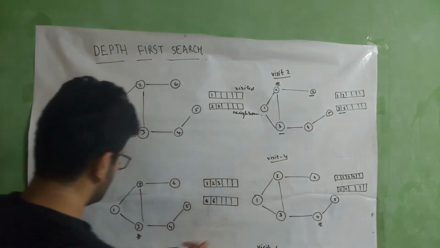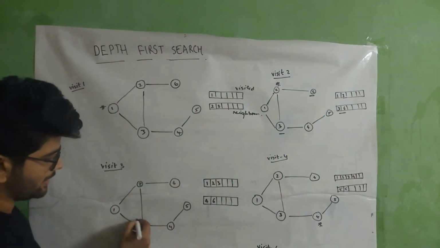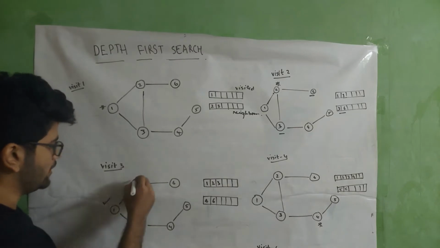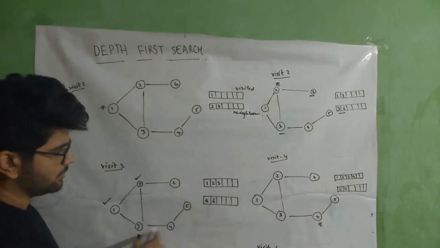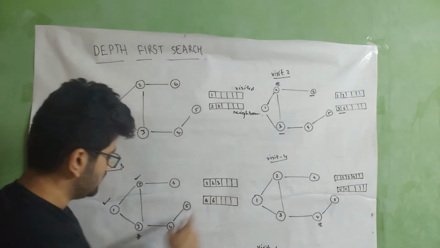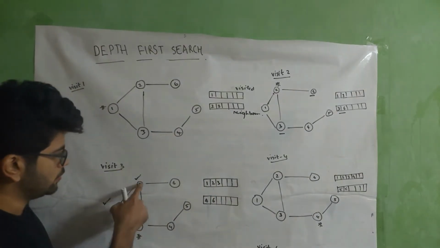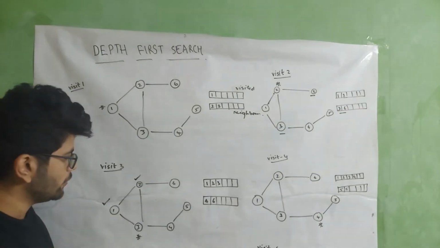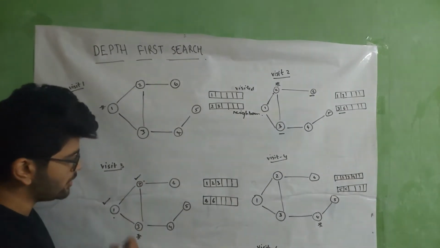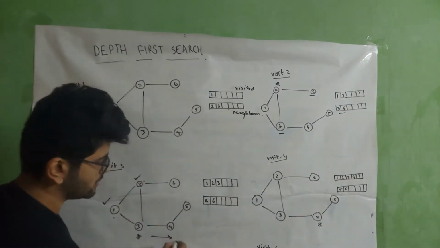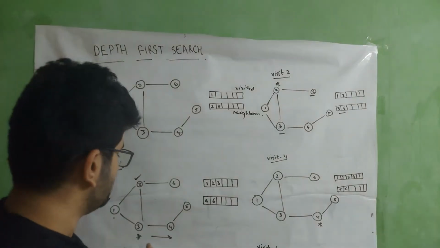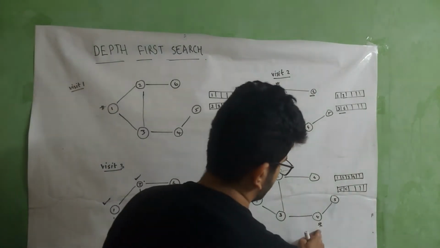Let me go to 3. I come to 3, I'm currently at 3. I've already explored 1, I've already explored 2. Now I'm at 3, so I put 3 in the stack here. There are 3 vertices neighboring 3: 1, 2 and 4. 2 I've already visited, 1 I've already visited. So I'll go to the next vertex which I haven't explored. That is 4. Now I'm currently at 4.